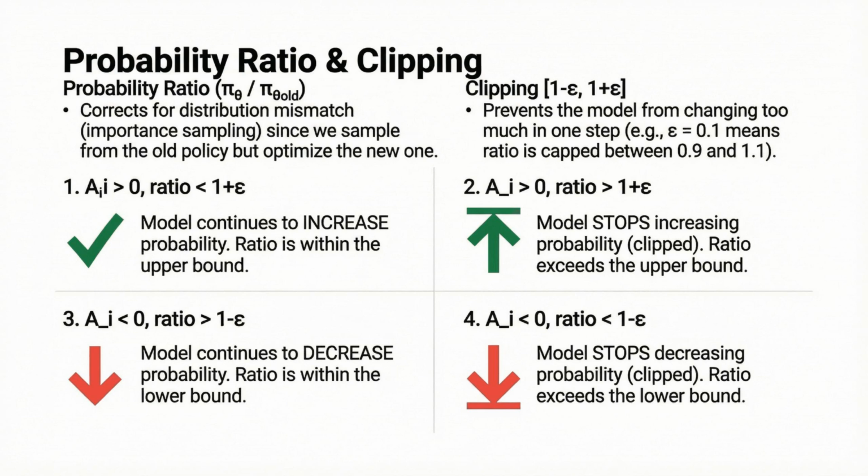So if the advantage is positive and the ratio is already above 1 plus epsilon, we stop increasing the probability. If the advantage is negative and the ratio is below 1 minus epsilon, we stop decreasing it. This controlled update is what makes PPO and, by extension, GRPO stable. This clipping mechanism is a core part of how we manage policy updates in GRPO as well.